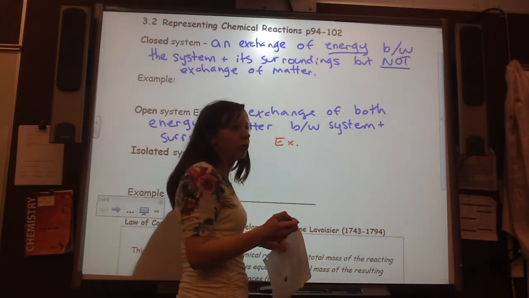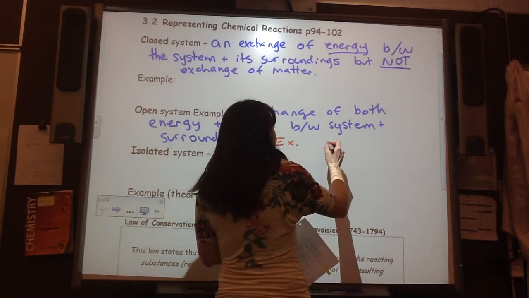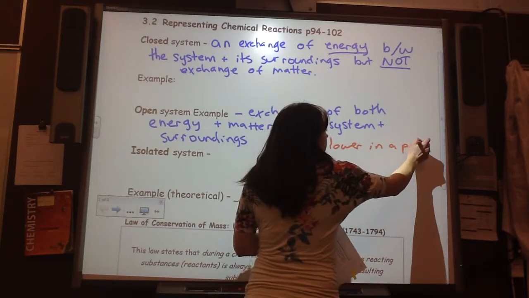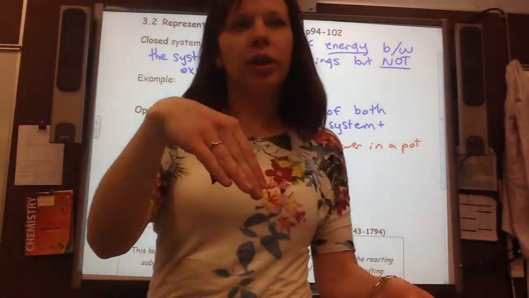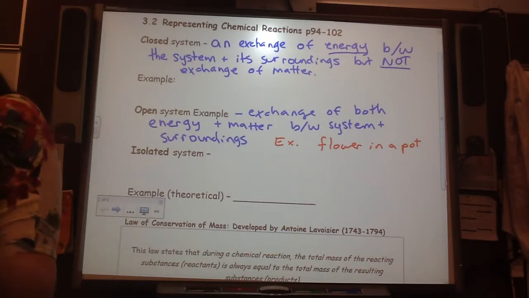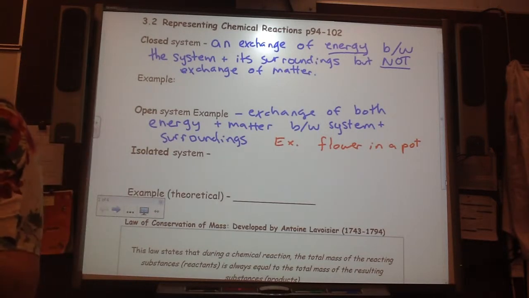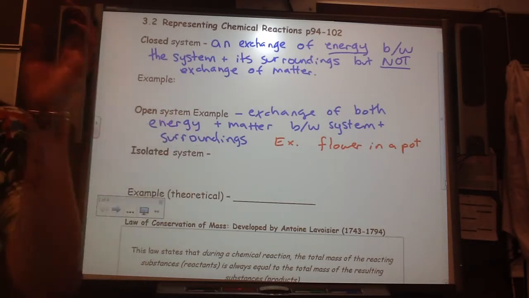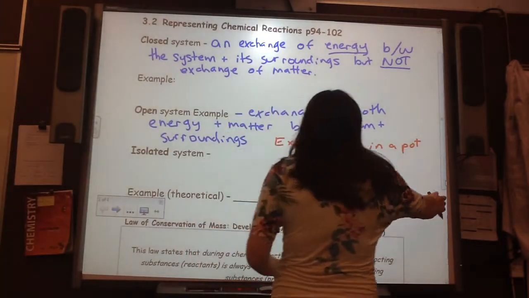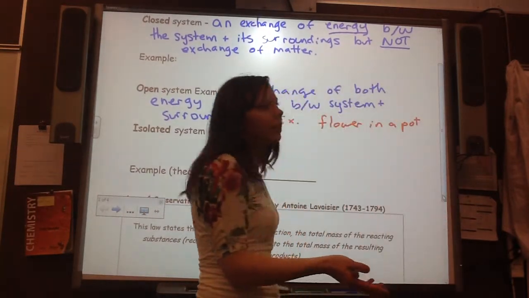So that example, that's a lot of things. Say a flower in a pot. You add water to the flower pot, so that's matter, you're adding water. It's releasing oxygen, it's taking in carbon dioxide. It can exchange thermal energy. So matter is being put into the pot, like the water, and matter can come out of the pot too.